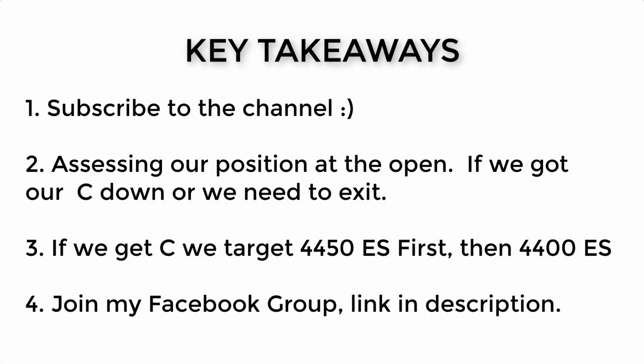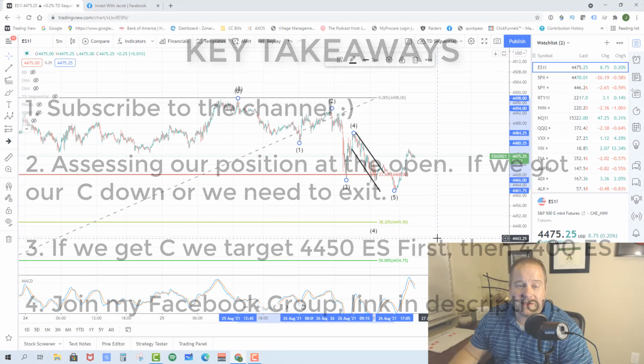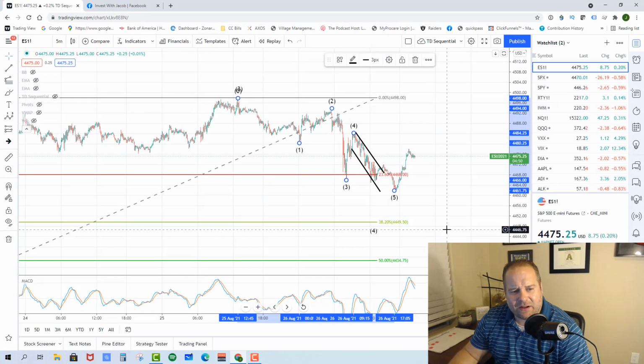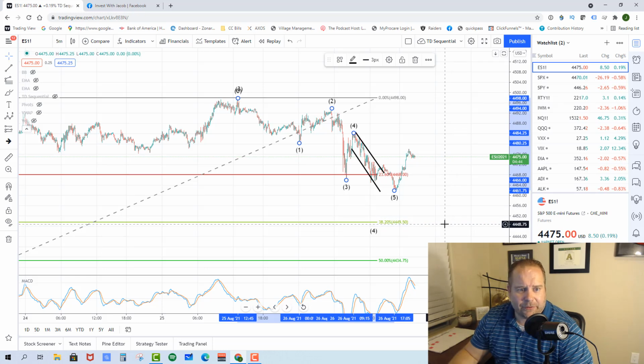Okay, guys, so key takeaways for today. We are watching to see that this bounce holds, and we get a reversal down as we're expecting in some form of either 3 or C down. If it's C down, we're probably looking at 44.50, maybe a little lower than that, and hopefully we can exit pretty quick. But if it's 3 down, we should be looking much lower than that.